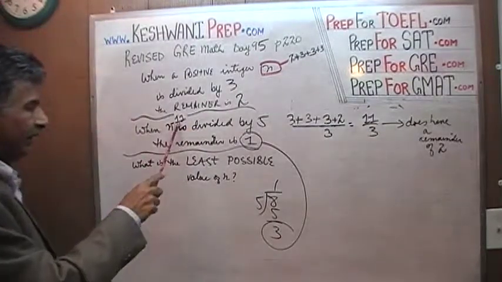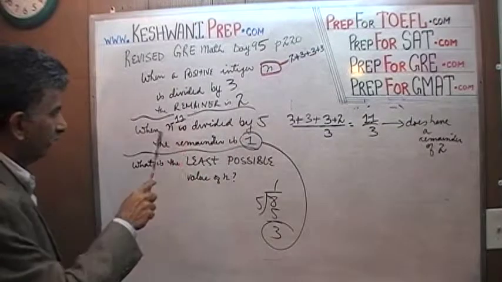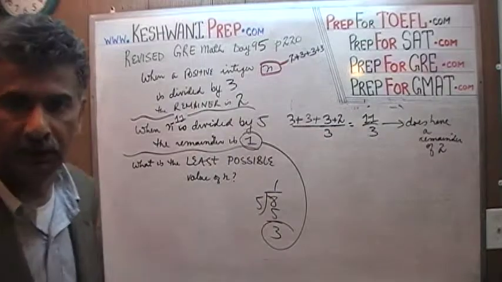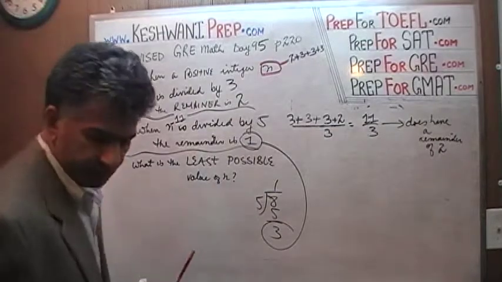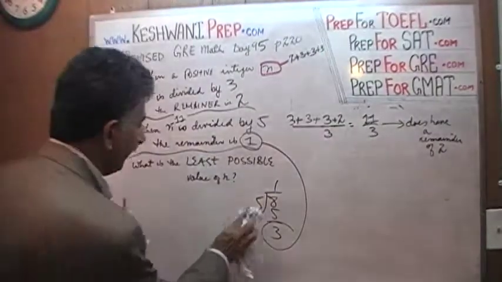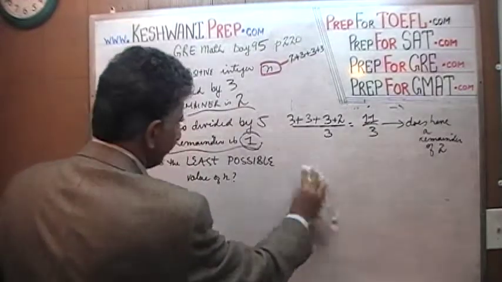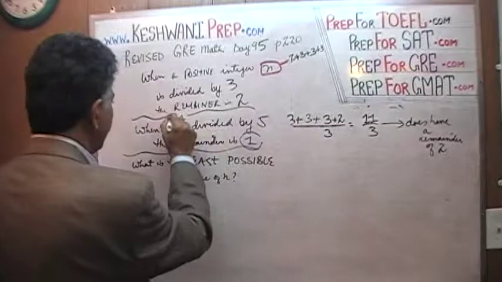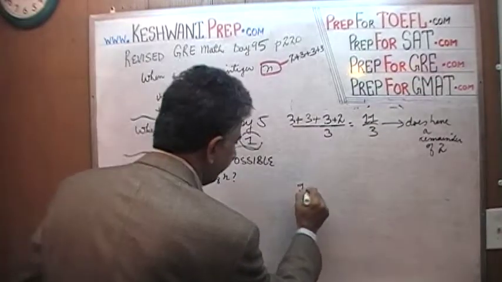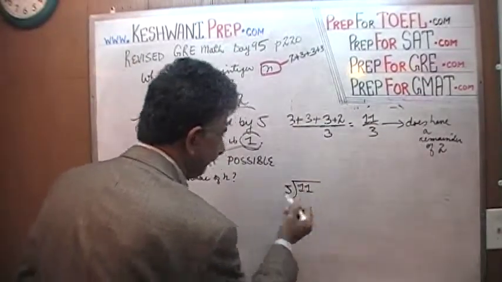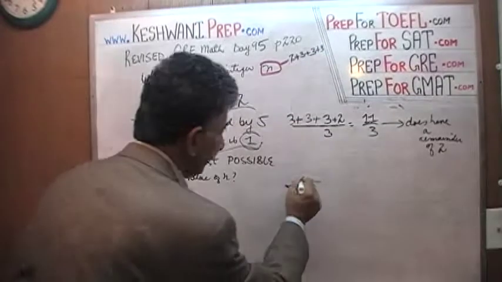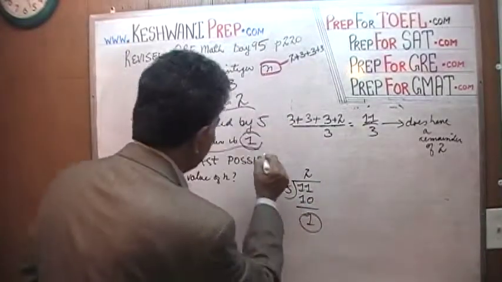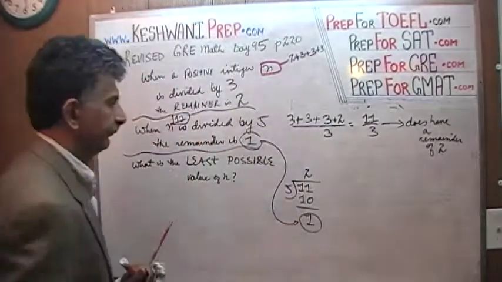When 11 is divided by 5, the remainder is 1. Voila, I think we hit a jackpot, because when we divide 11 by 5, it does give us a remainder of 1.